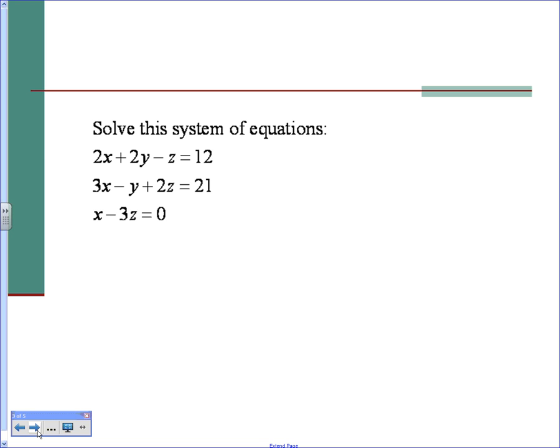Okay. So see if you can do this one. You messed it up. One of them doesn't equal something anymore. But you can make it.